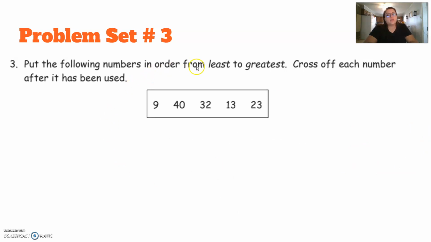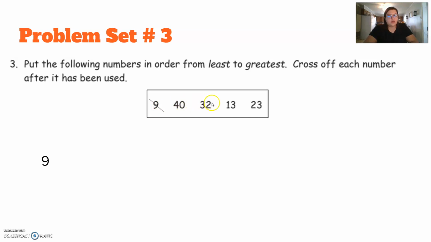So on this one, we're going to put the following numbers in order from least to greatest. Cross off each number after it's been used. So least means smallest. So it wants us to put least first. Now remember, you guys kind of had a hard time with this one when we got to it. So when we look at least, out of these numbers, what is the smallest number? Well, all of these have a tens place. This one doesn't. We know that 9 comes before any of these numbers when we count, so we know that it must be the least. So we're going to put that first and mark it out.